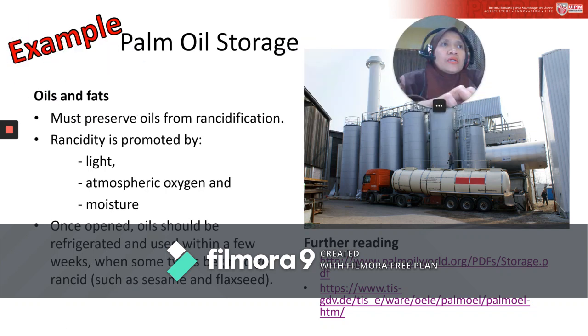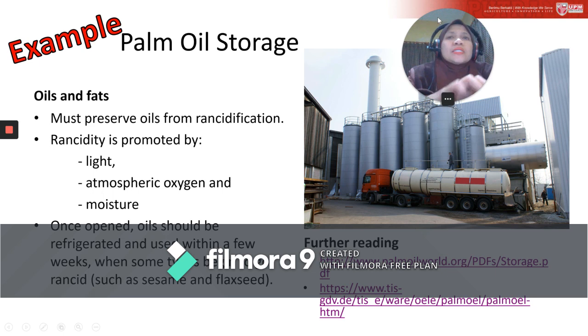So I would like to show you an example. This is a real example in the industry. It is important for you to know the background of the raw material that you're going to use before you design the plant. I keep saying this. You must find a good reference so that you have the facts that you use as a reference for your design.